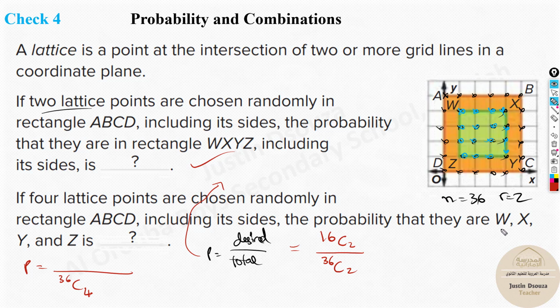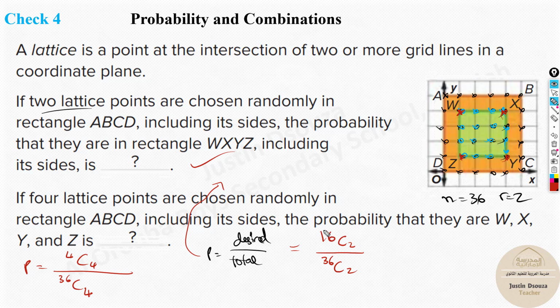Yes, the probability that they are WXYZ. So now they are asking what is the probability that it will be W, X, Y and Z. What is the probability that they will be these four particular points? Sorry, I'm wrong. Four are being selected. They must be those four. It is basically one possibility. But if you're thinking, I will write in terms of nCr, yes, you can do that. There are 4 possible points over here, and you're selecting 4. 4C4 is 1 basically. This is the way to write it.